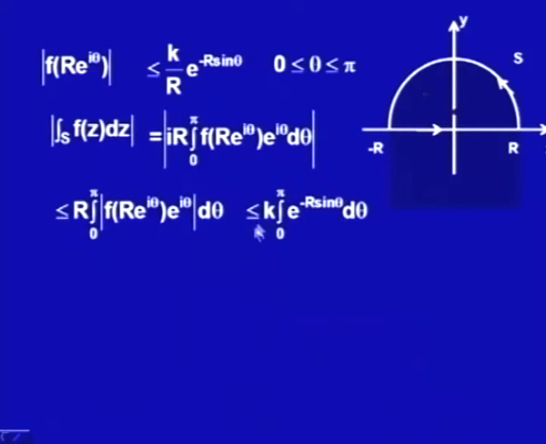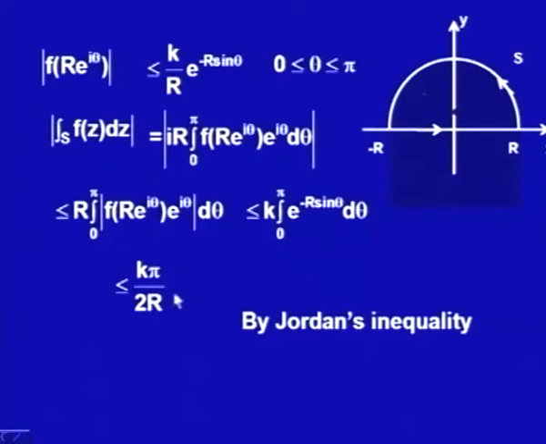So, that we would take out. So, we will get less than or equal to k times the integral from 0 to pi of e to the power minus r sin theta d theta. Now, for this integral, because it is from 0 to pi, we would use our Jordan's inequality, and that says it is k times pi upon 2r. Now, we have got for this integral's absolute value a finer bound than in the previous method, and this finer bound depends upon r.